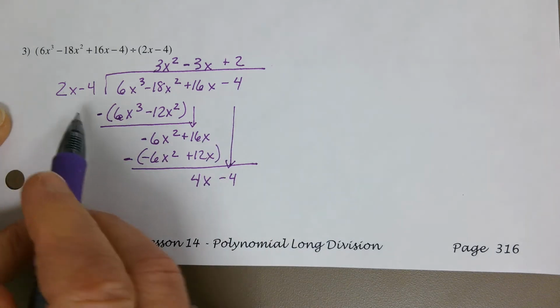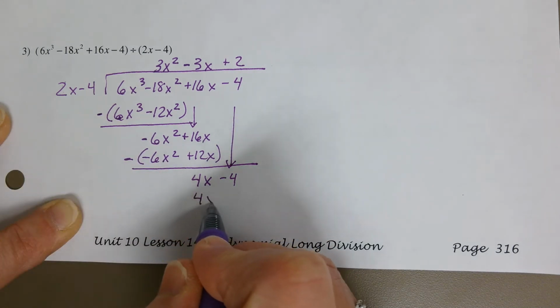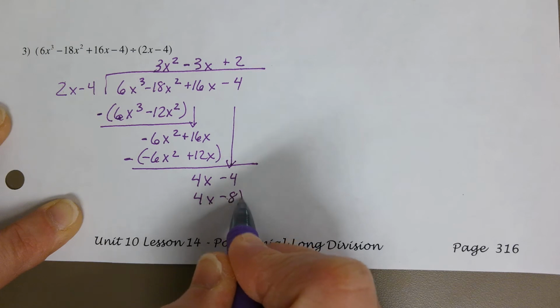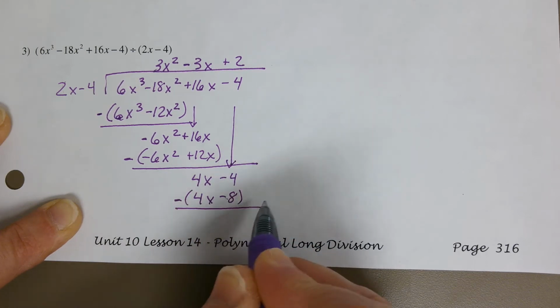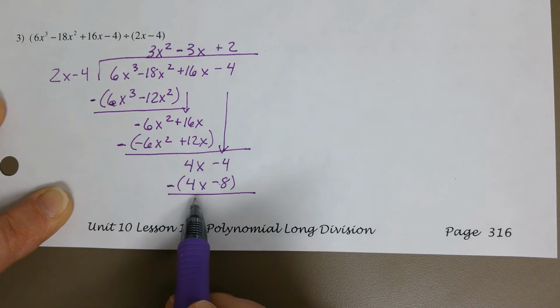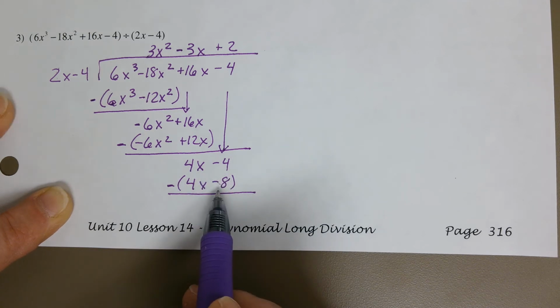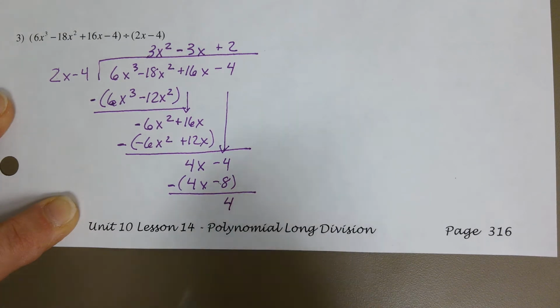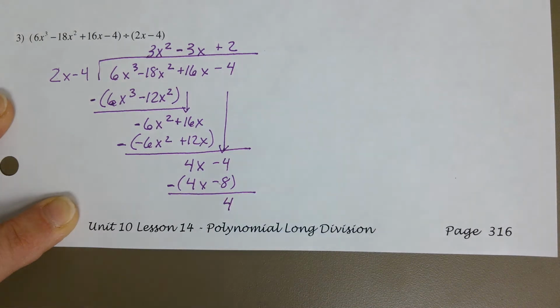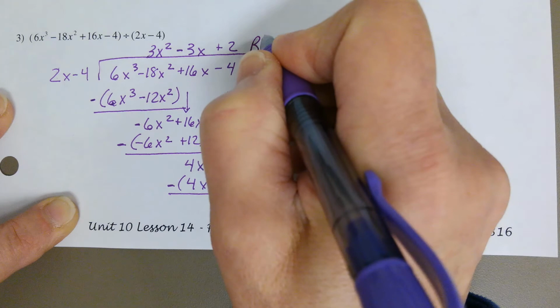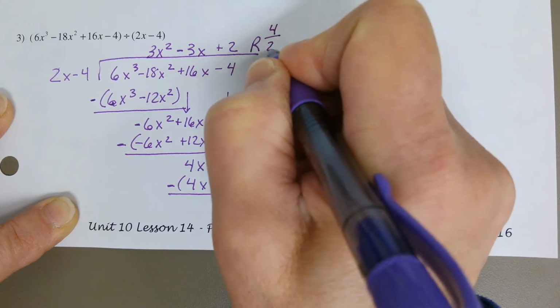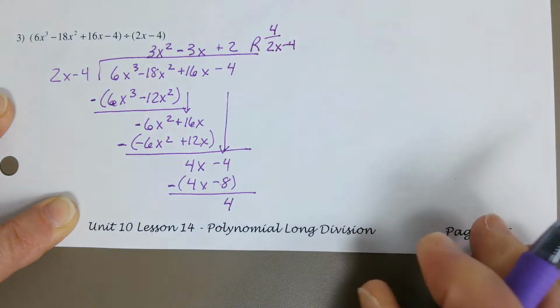Multiply 2 times 2x minus 4 is 4x minus 8. Wrap in parentheses, subtract. 4x minus 4x is 0. Negative 4 minus negative 8, that's negative 4 plus 8, which is positive 4. So we have a remainder of 4 over 2x minus 4, the divisor.